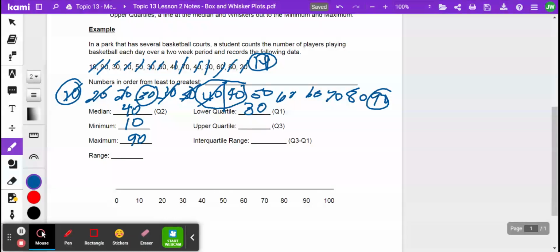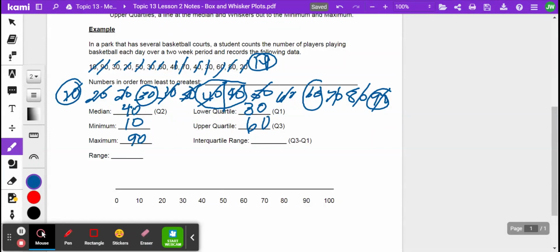Another way you can think of it is you're going to squeeze to the middle. So I'm going to squeeze the middle on the upper half. So I'm going to cross out this 40, and my biggest is 90, and then I'm going to cross out 50 and 80, 60 and 70, and I'm left with 60.